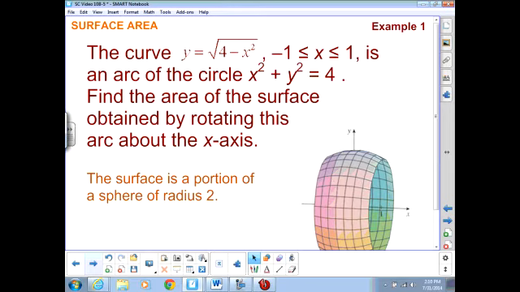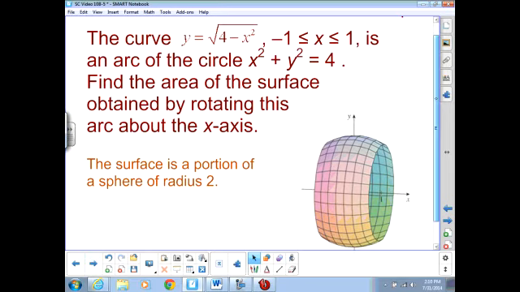So let's look at an example. We're going to take y equals the square root of 4 minus x squared, which is really just the top half of a circle, and we're going to take it from -1 to 1. So really what we're doing is we're taking this curve here, rotating it around the x-axis, and we're going to find the surface area.